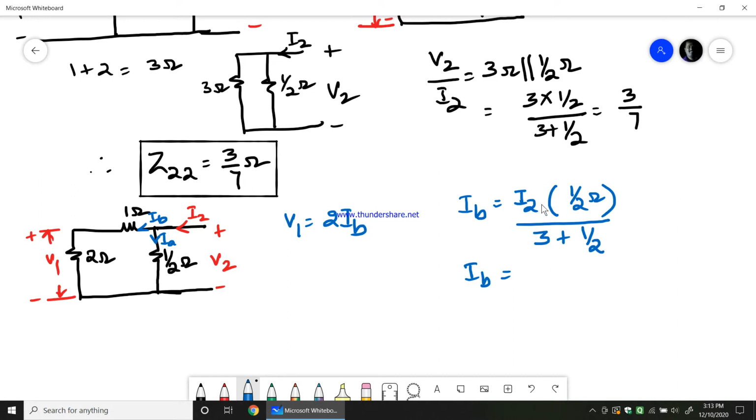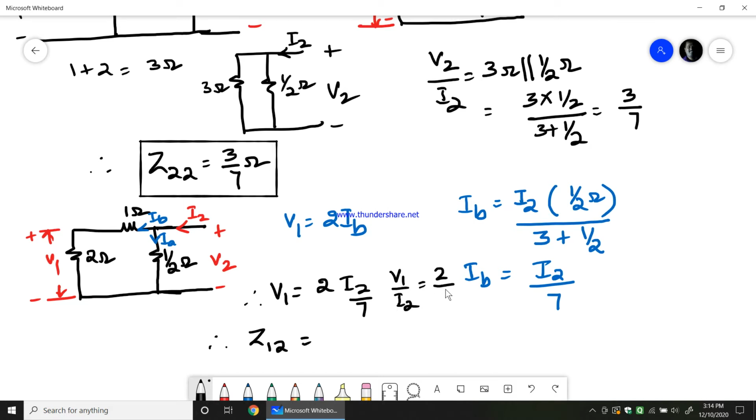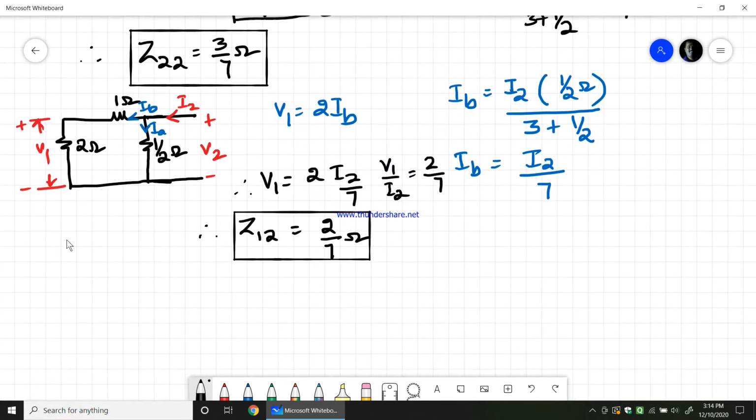If you solve it, finally what we get is IB equals I2 divided by 7. So I2 by 7 is IB. Therefore V1 is equal to 2 times IB, which is 2 times I2 by 7. Therefore Z12 would be, V1 by I2 equals 2 by 7 that we get. So Z12 would be equal to 2 by 7 ohms. So this is the way we find out the Z parameters for any given problem.